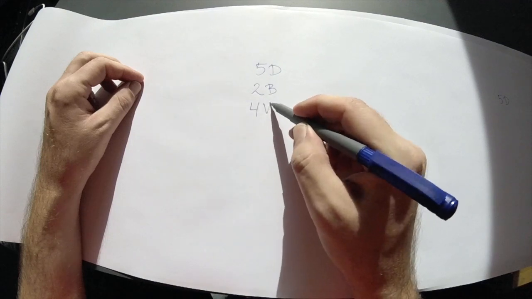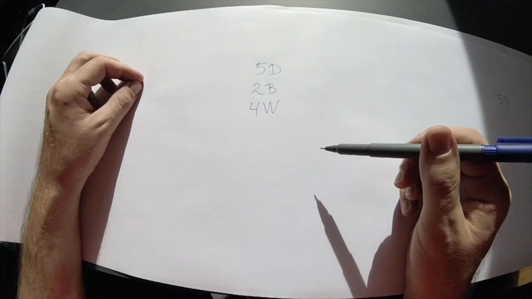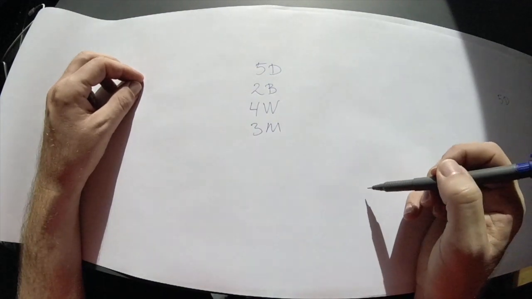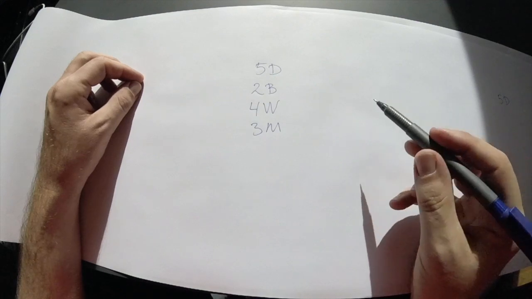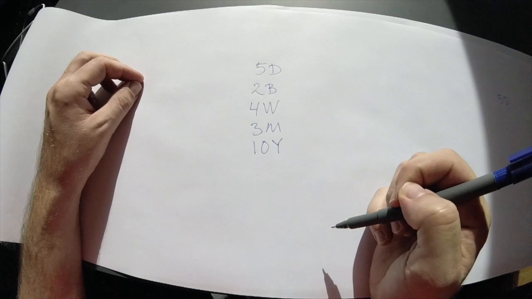Sometimes we talk in weeks. That may occur. So 4 weeks could be an example. We could also talk in months, 3 months, or a quarter would be the same. Or finally, we could talk in years. So the final example would be 10 years.